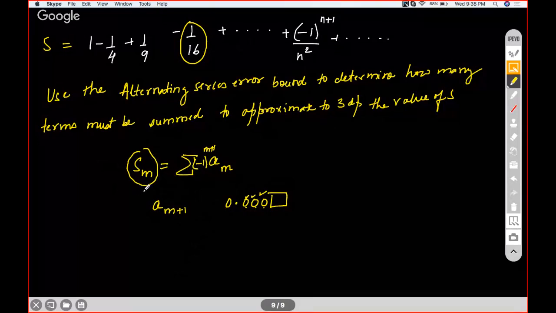Is that clear? Yeah. Okay. So you tell me after which term your AM plus 1 will start becoming 0.00 something. So the lowest of this, I'll take it as 1. So when is this lesser than this? That's what I'm trying to say.